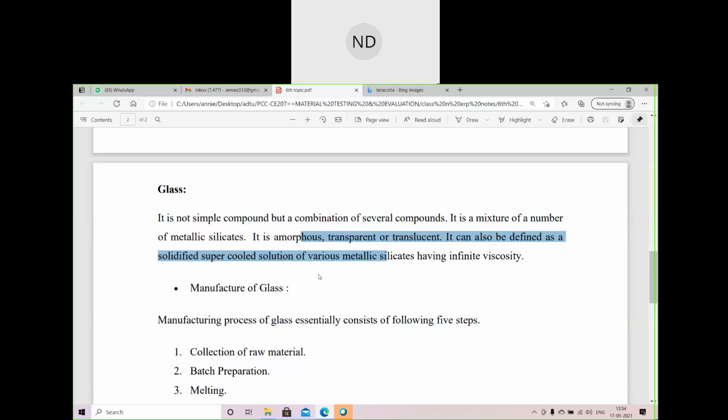Nowadays, we have the chemical compound silicon dioxide there. Nowadays, we are seeing that there are different prices of the glasses. What makes the difference in the price?